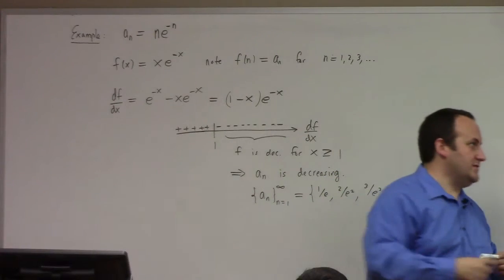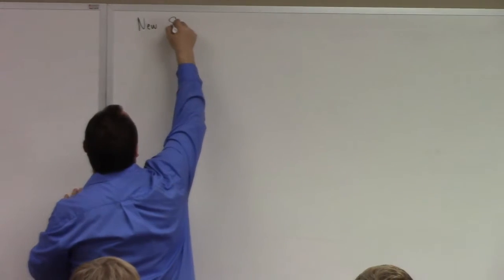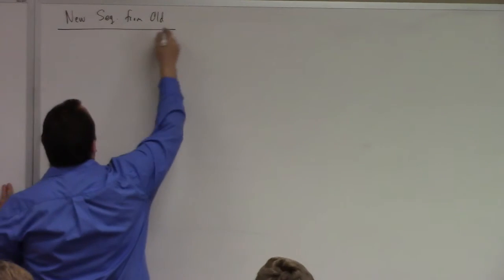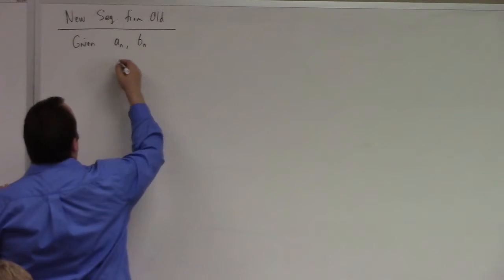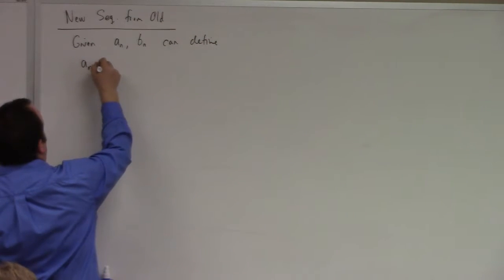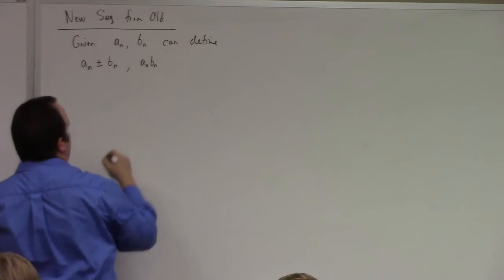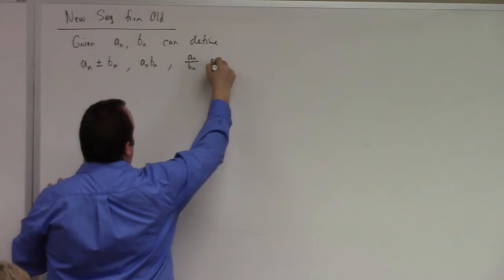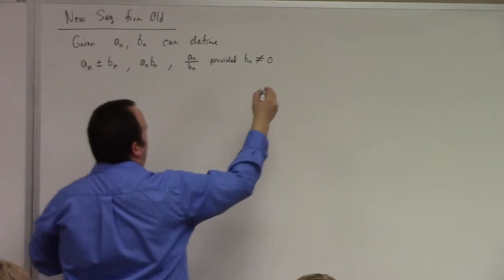I guess I'm supposed to also talk to you a little bit about the algebra of sequences. I'll be brief. New sequences from old. If you're given a sequence a sub n and b sub n, you can define either a sub n plus or minus b sub n. Or you can also look at the product of two sequences, like a sub n, b sub n. Or you can also look at what? Like a sub n over b sub n, provided b sub n is not 0 for all n.